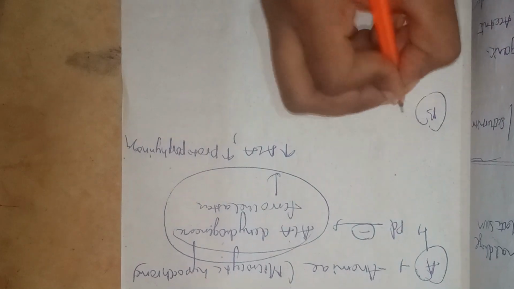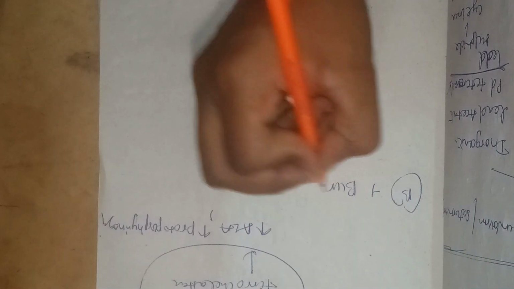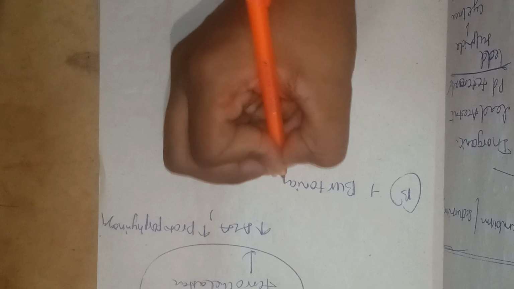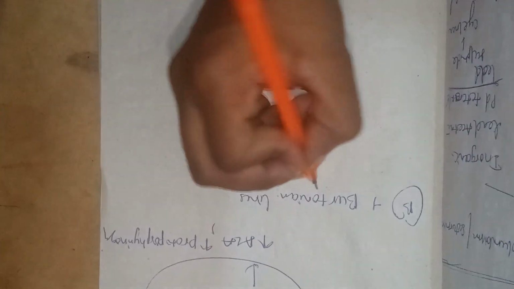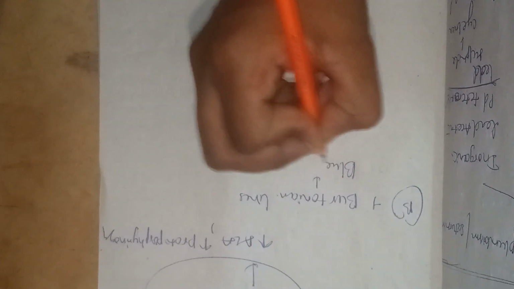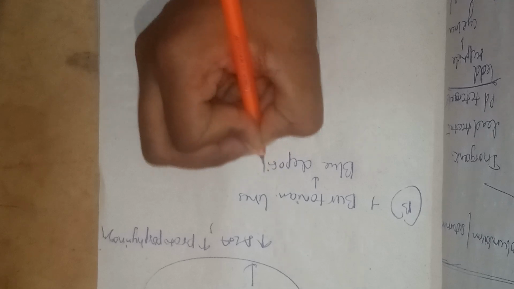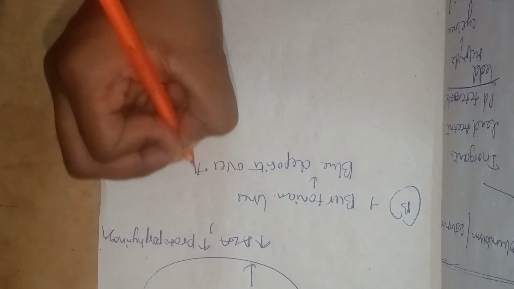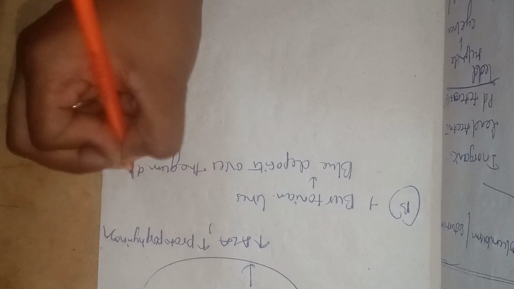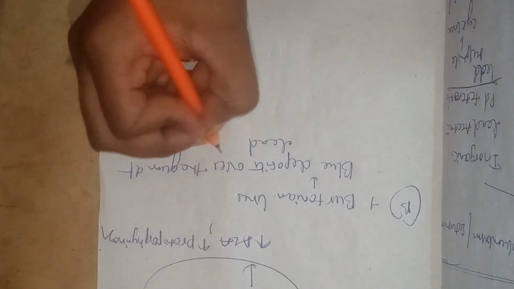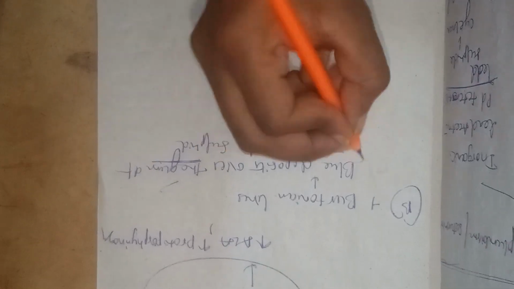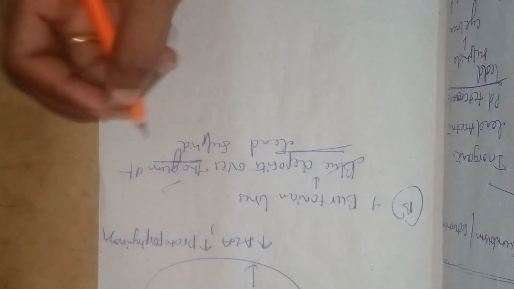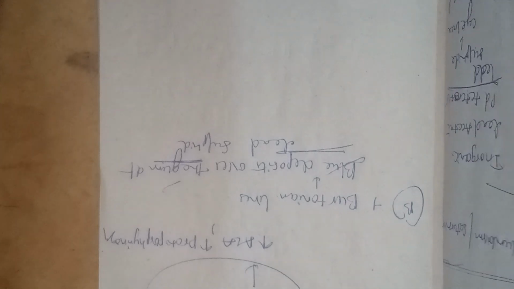Next comes B. B means Burtonian lines. Previously I discussed Mees lines, which are present in arsenic. Here, Burtonian lines are blue deposits over the gum due to lead sulfide. These Burtonian lines are present at the gum.